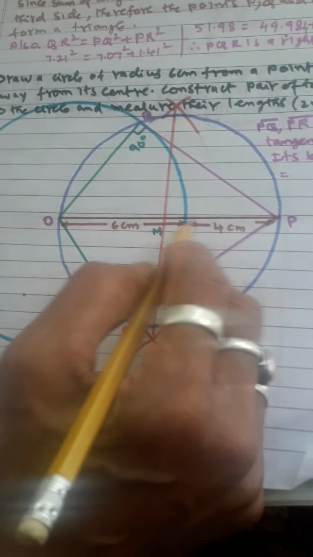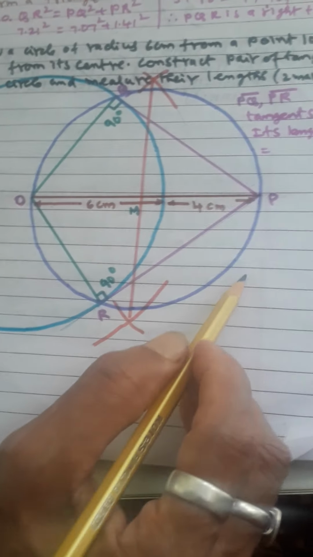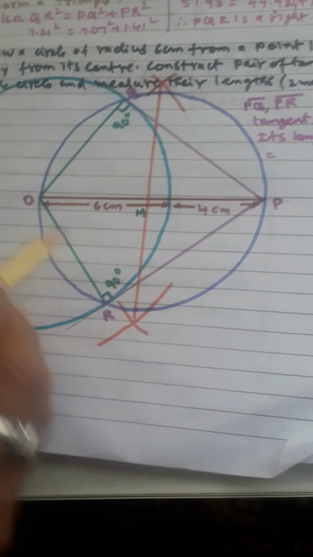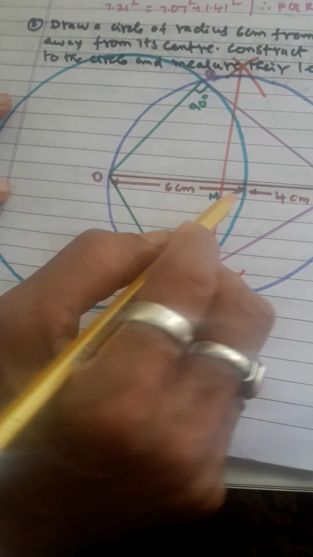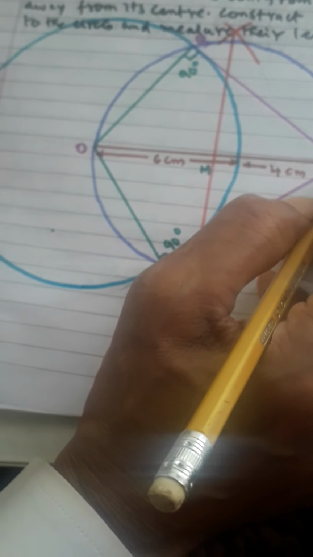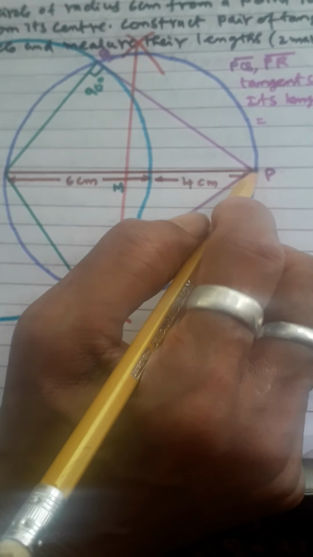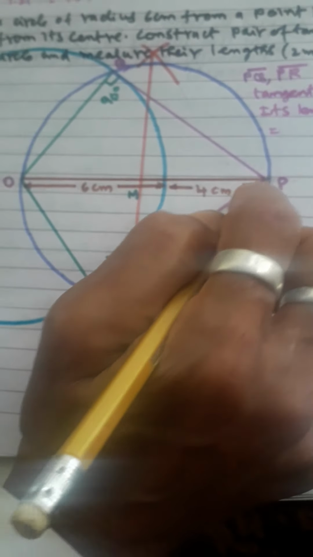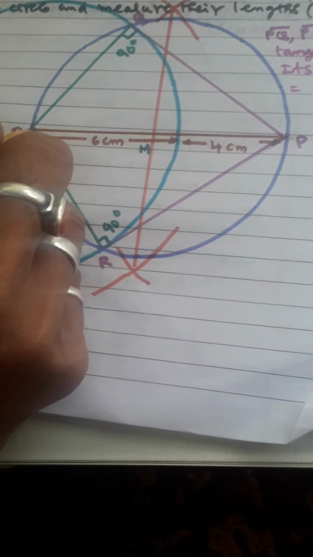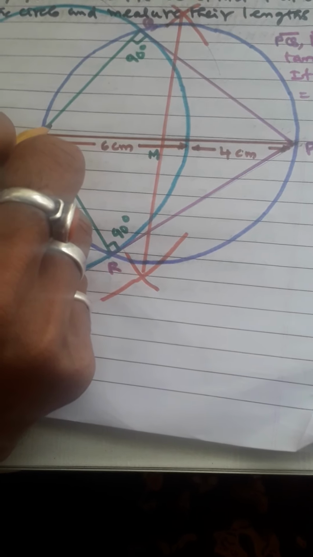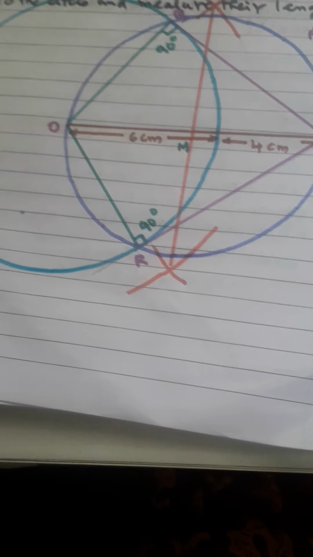So do it properly. After that they are asking, construct the pair of tangents for that. So now after you plot that external point P, 10 cm from the center, you join the line OP. Now this OP line, you have to draw the perpendicular bisector. How to draw the perpendicular bisector, you know very well.